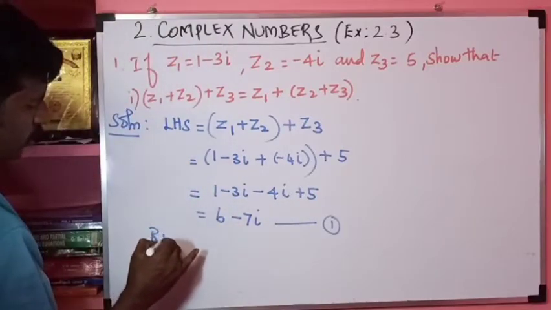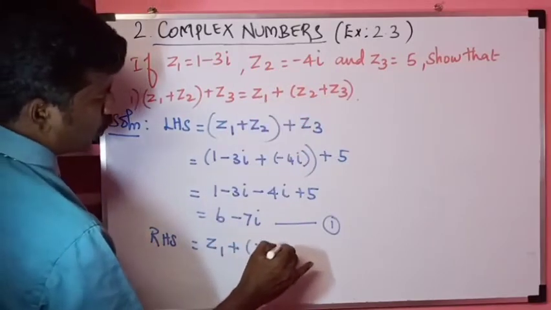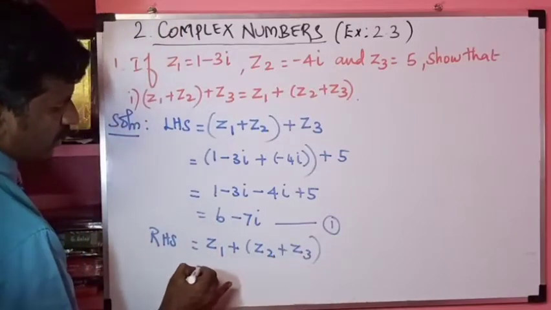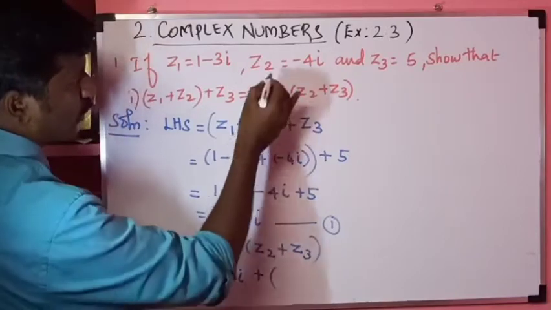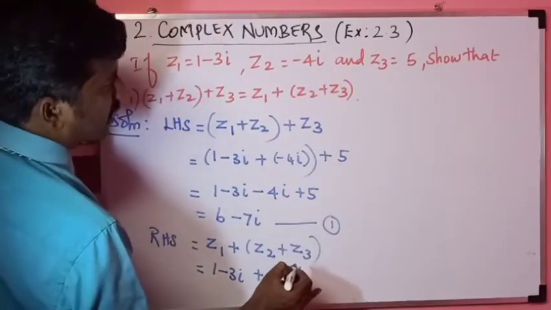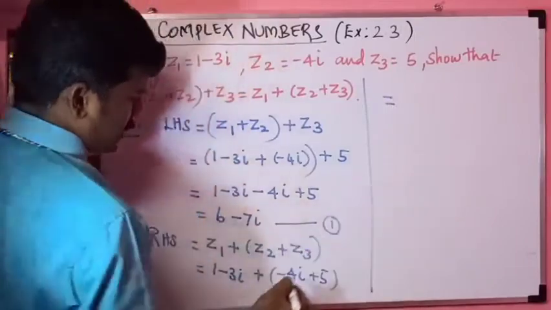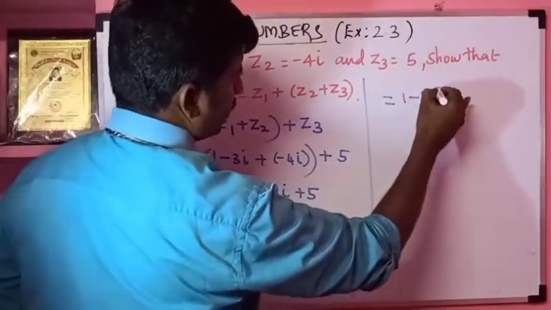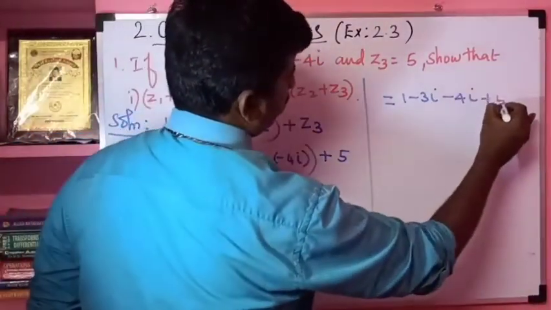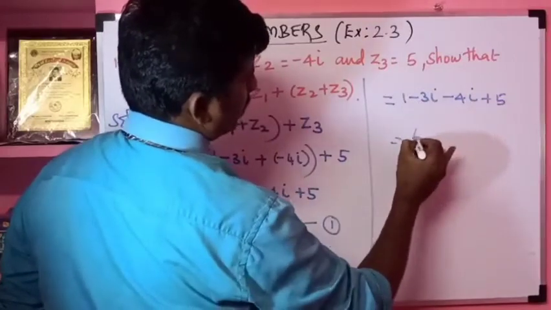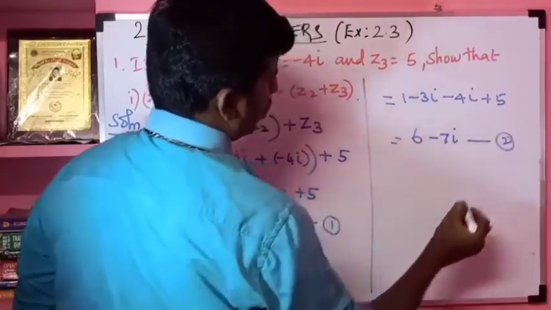Then the RHS is z1 + (z2 + z3). So what is z1? z1 is equal to 1 minus 3i plus z2, minus 4i, plus z3, 5. This can be written as 1 minus 3i plus minus 4i plus 5. So 1 plus 5 is 6, the real number, then you add minus 3i minus 4i, which is minus 7i. This is equation number 2.